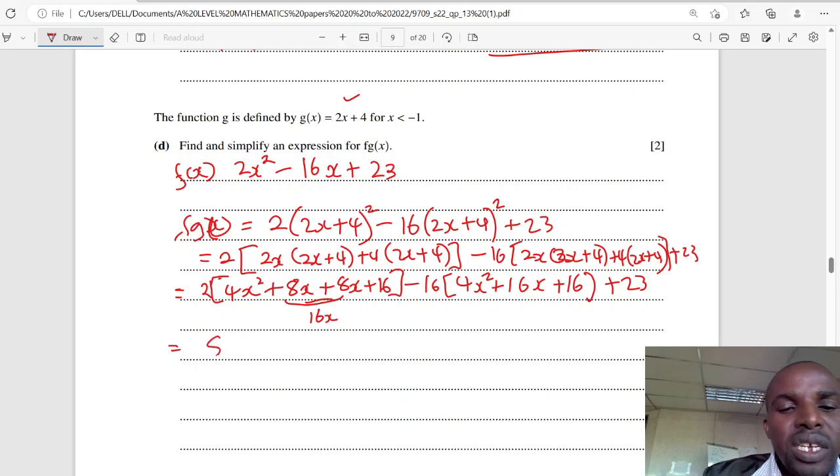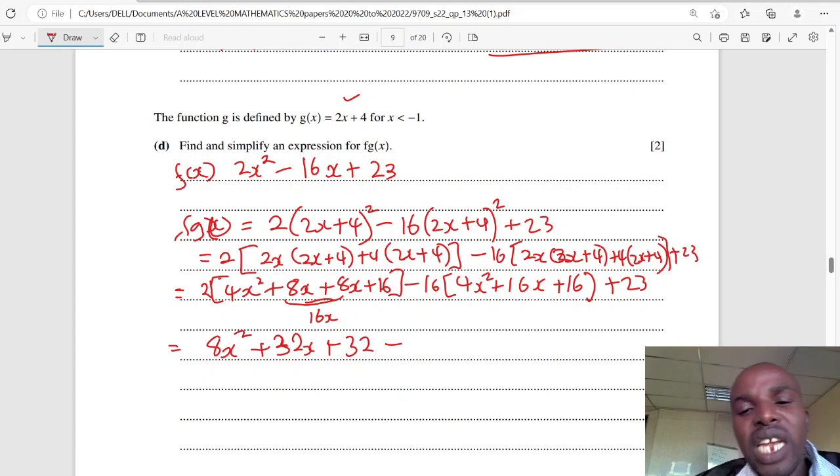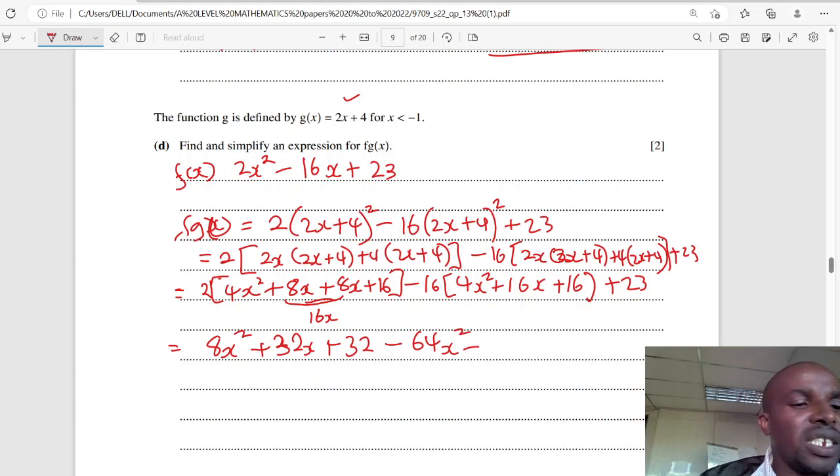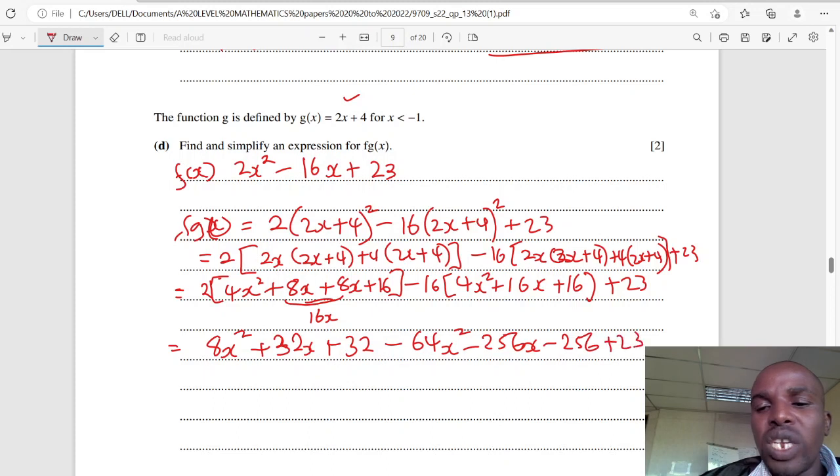It will be 8x squared, then plus 32x. Then plus 32 minus 16 times 4 is 64x squared. Then 16 times 16. 16 times 16 is what? 256. Minus 256x. Then minus 256. Then plus 23. Then work out collecting like terms.